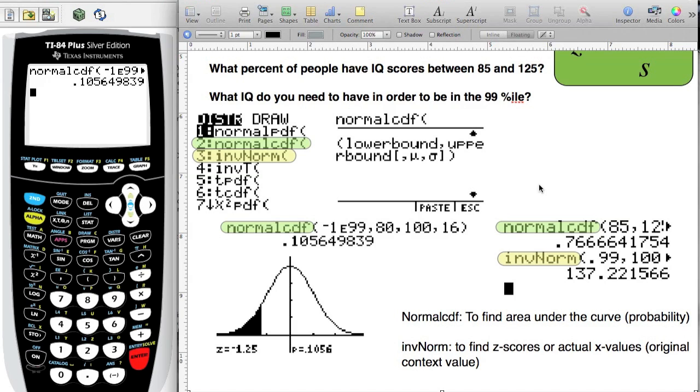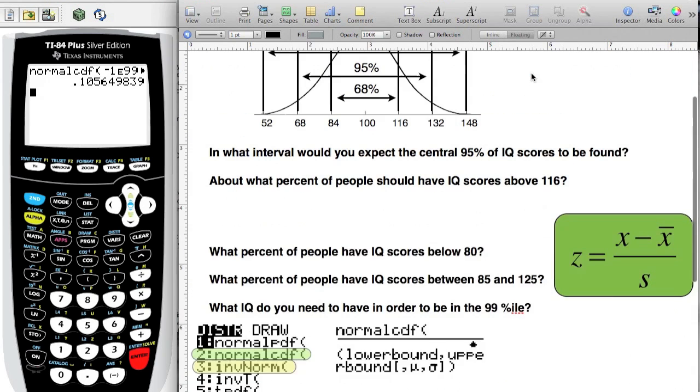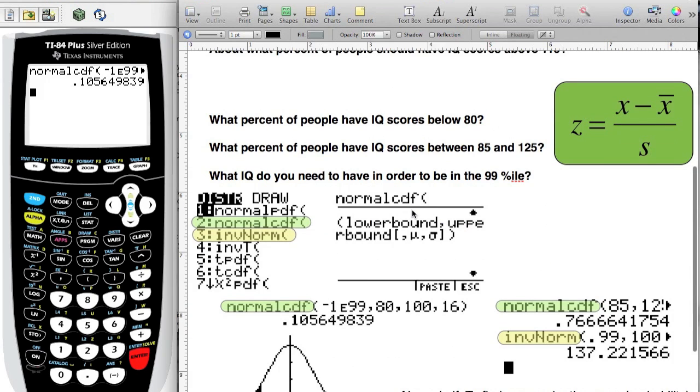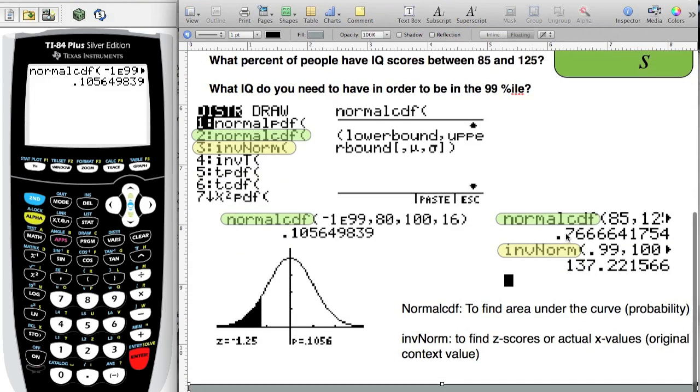And you would think that's a fairly large percentage. If we go back up to the top, it's going to be more than 68% because it's 84, just past that, right? So we're looking at 85 to 125, so it's going to be more than 68%. And that's totally confirmed when I have almost 77% here.